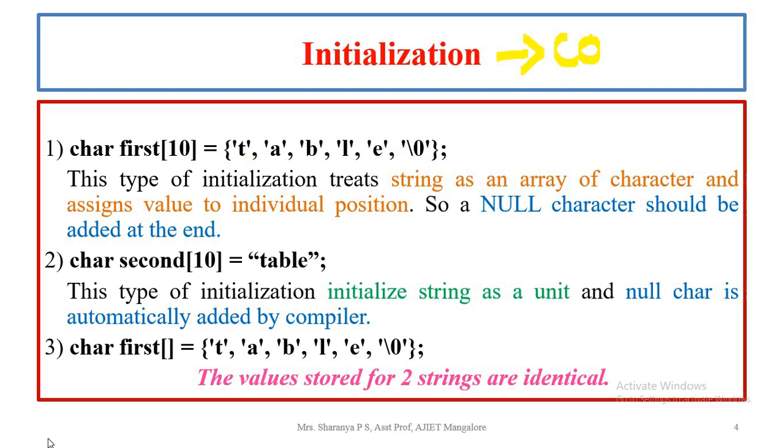Here first we will begin with the first kind, the one we refer to as table, where we represent each character with single quotes. If we are specifying each character separately, like an array, then we have to explicitly mention the null character at the end. Here an array of characters is specified and it assigns the value to each individual position.